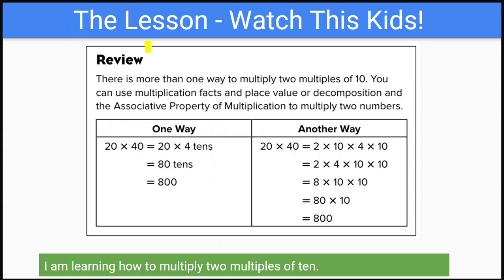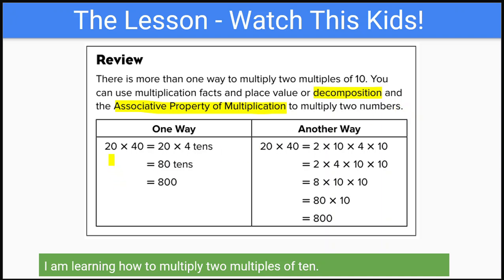It says there's more than one way to multiply two multiples of 10. You can use multiplication facts in place value, or you can use decomposition, which just means decomposing the numbers, and the associative property. The associative property of multiplication says that you can group things however you want and multiply them all together and you still get the same answer. So you can use this to multiply two numbers.